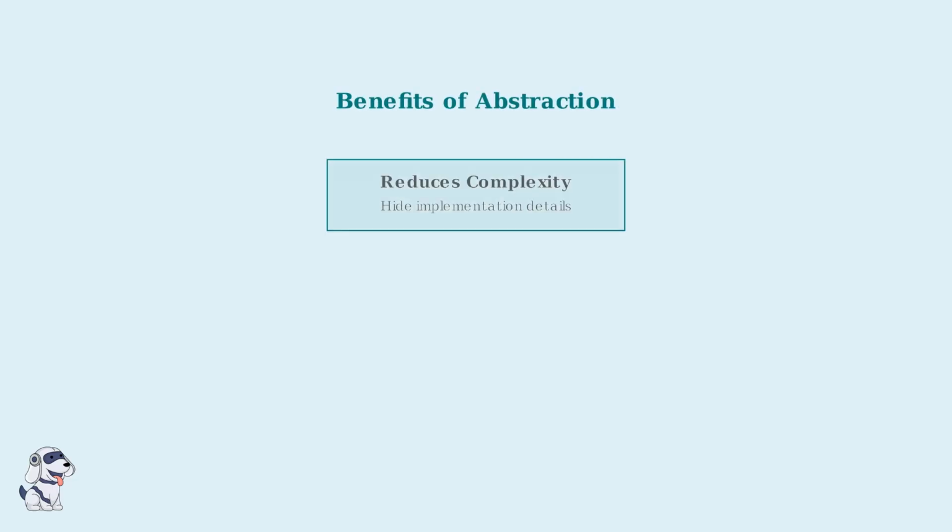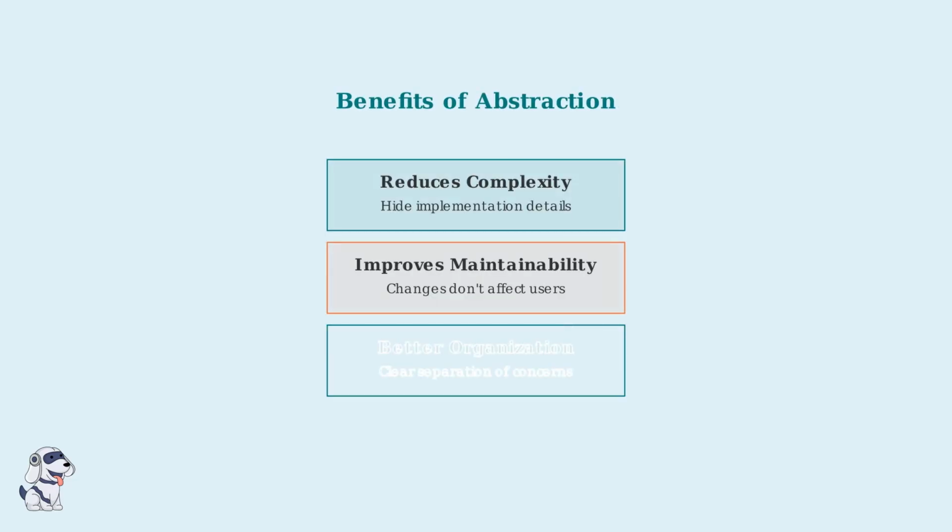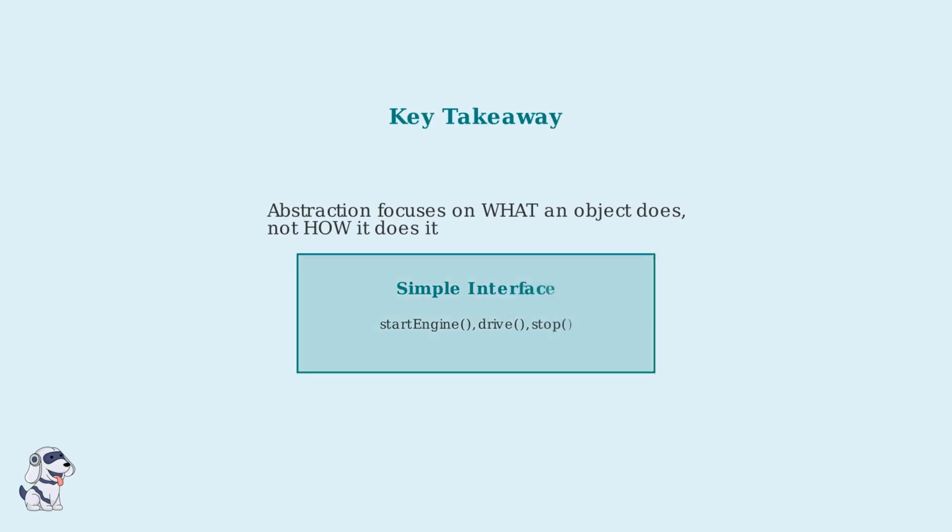Abstraction provides several key benefits in software development. It reduces complexity by hiding unnecessary details, improves code maintainability, and allows for better organization of large systems. Think of abstraction as creating a simplified interface for complex systems. Just like you don't need to understand how a smartphone's processor works to send a text message, abstraction in programming lets you use objects without knowing their internal implementation.